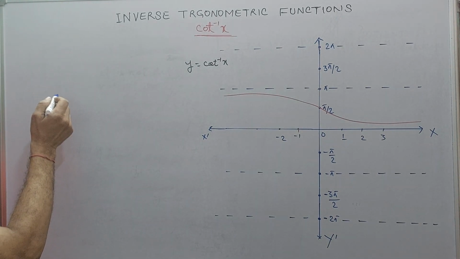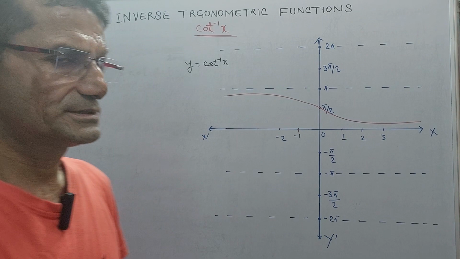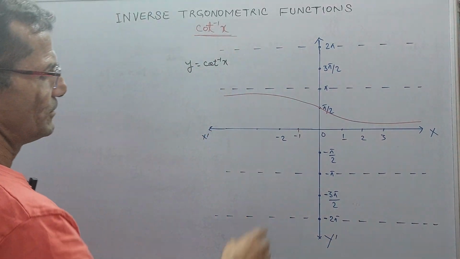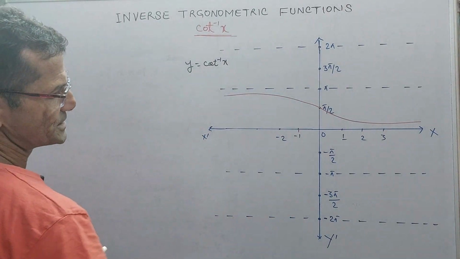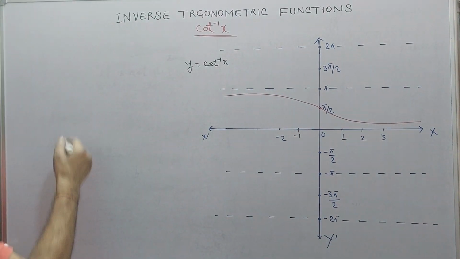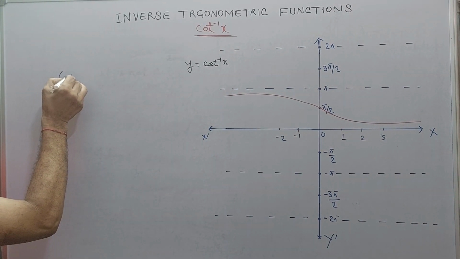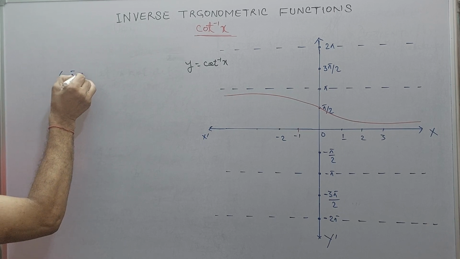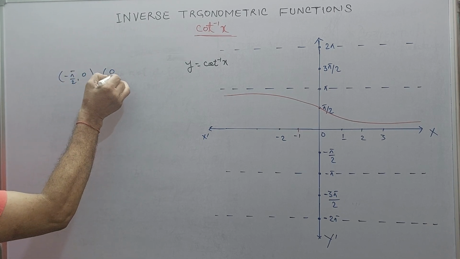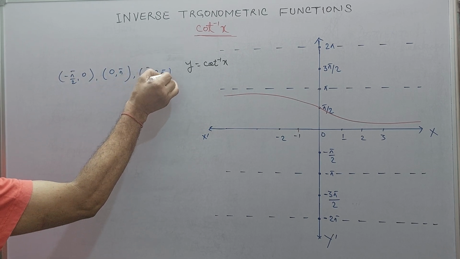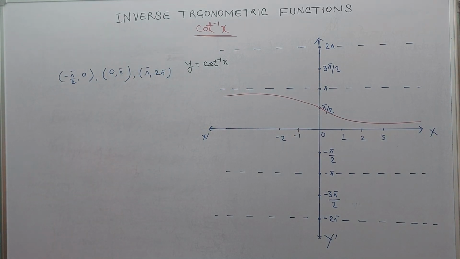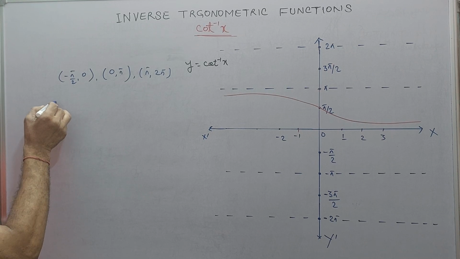There are many intervals in which cot inverse x is one-one. One interval is 0 to pi, and others are minus pi to 0, and next one 0 to pi, next one pi to 2 pi. These are the intervals on which cot inverse x is one-one and onto. So we have to consider one such interval for cot inverse x.